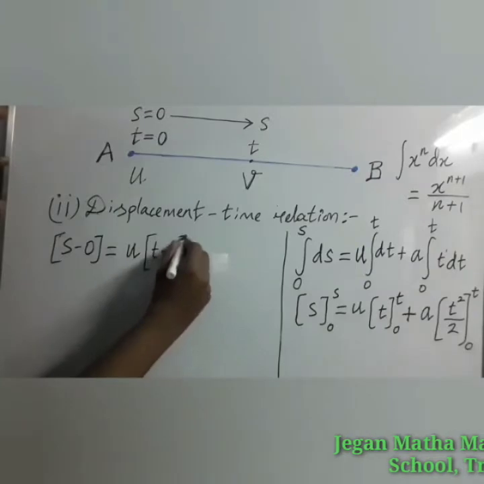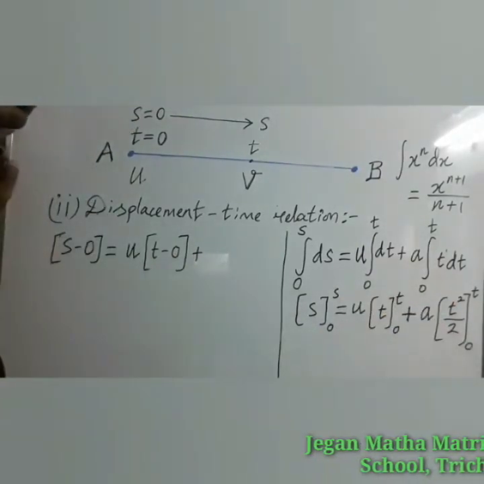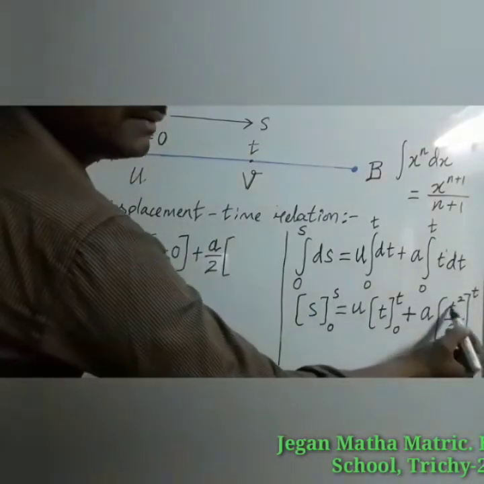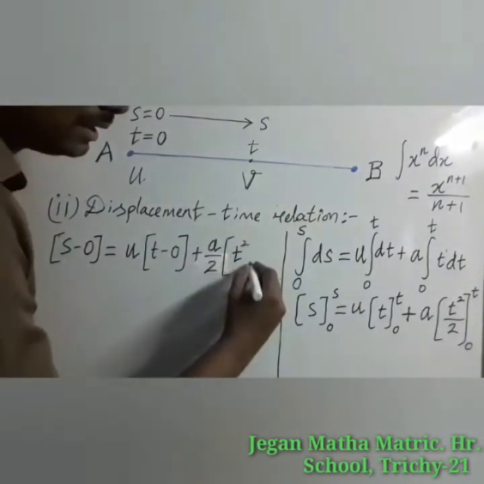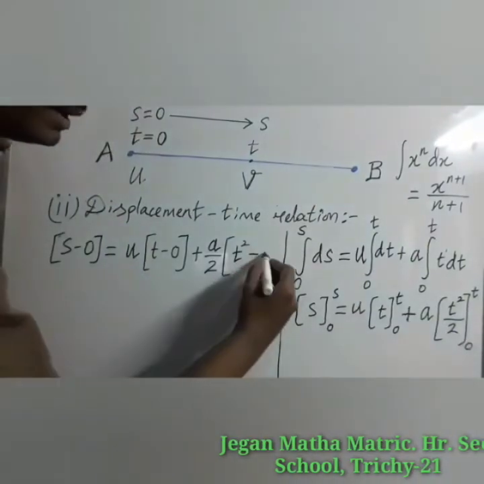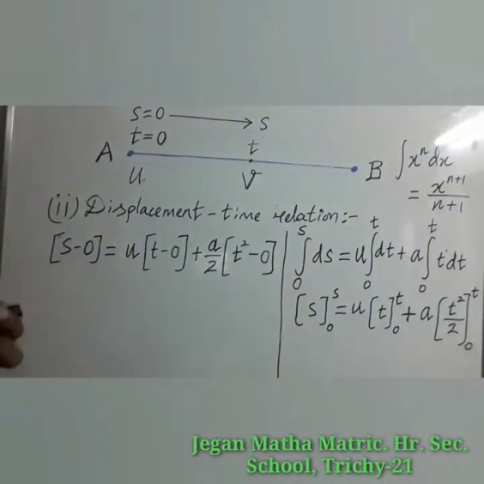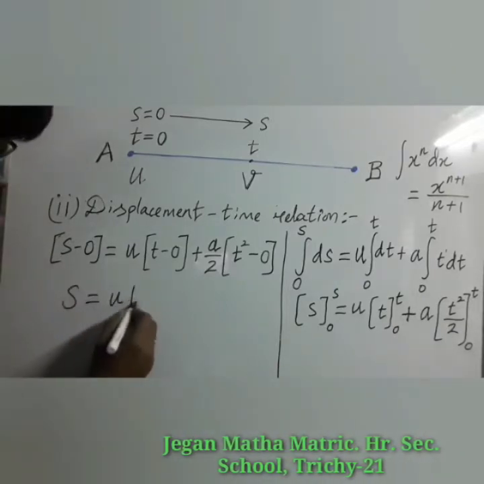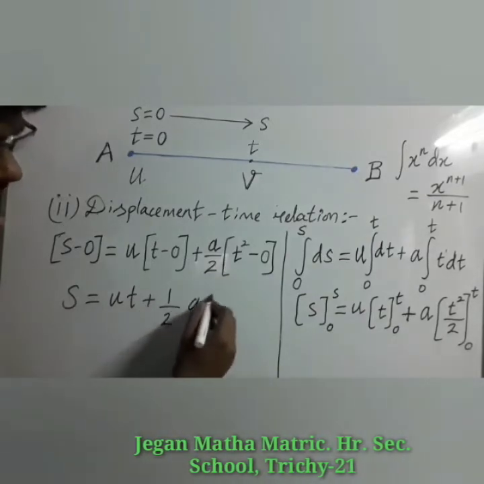T minus 0. In the last expression, the 2 can be taken outside, a by 2. So instead of that integrated value, you have to apply the upper limit. Fortunately both are same. So t square minus, instead of t you have to apply the 0. 0 square, 0 only. So what will be the remaining value? Yes, that is equal to ut plus a by 2 can be written as 1 by 2 at square.